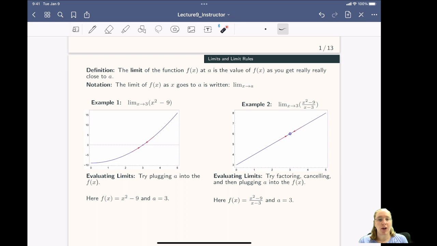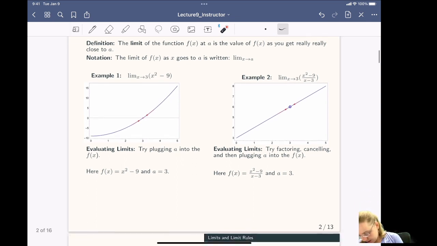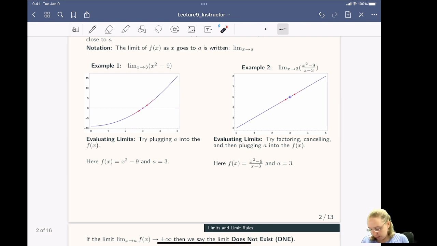So one way to evaluate a limit is simply to plug in the value of x at a. So, for example, if we want to take the limit of x squared minus 9 as x goes to a, one option is to just plug in x equals 3, and we get f of a is equal to 3 squared minus 9, which is simply 0. And looking at the plot, sure enough, as we get closer and closer to a value of x equals 3, the function approaches a value of 0.